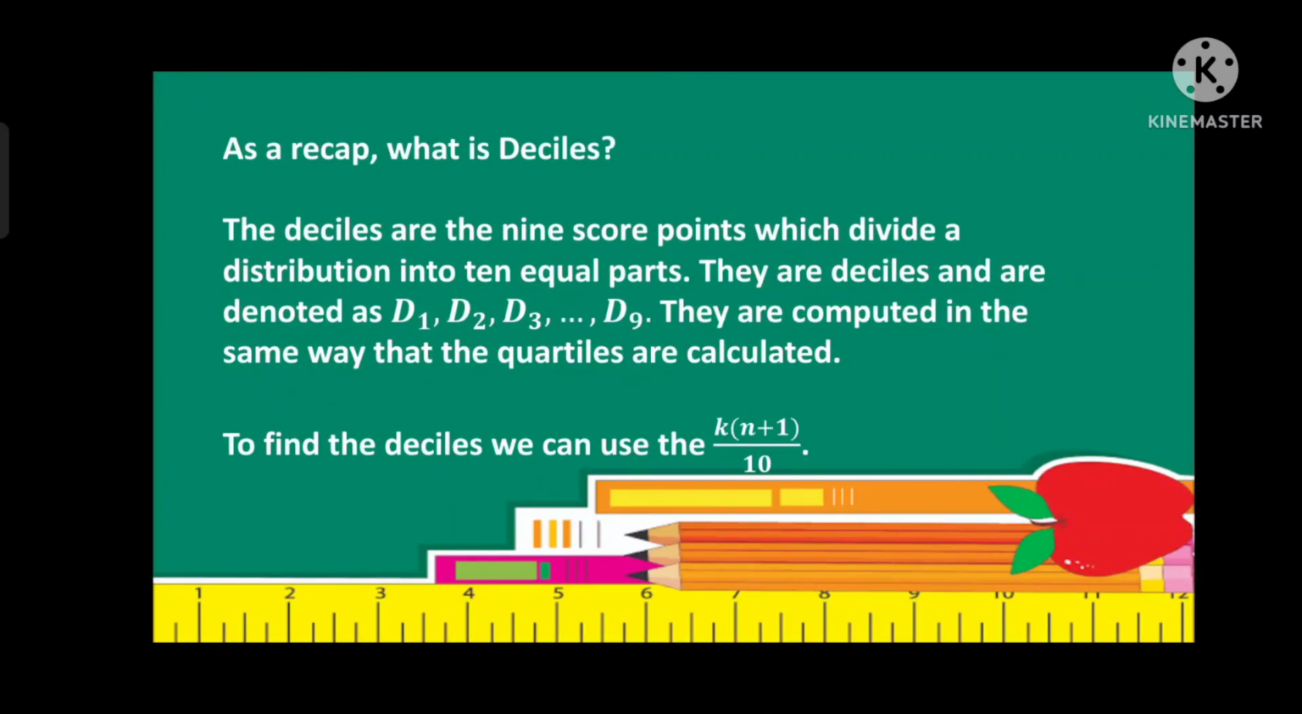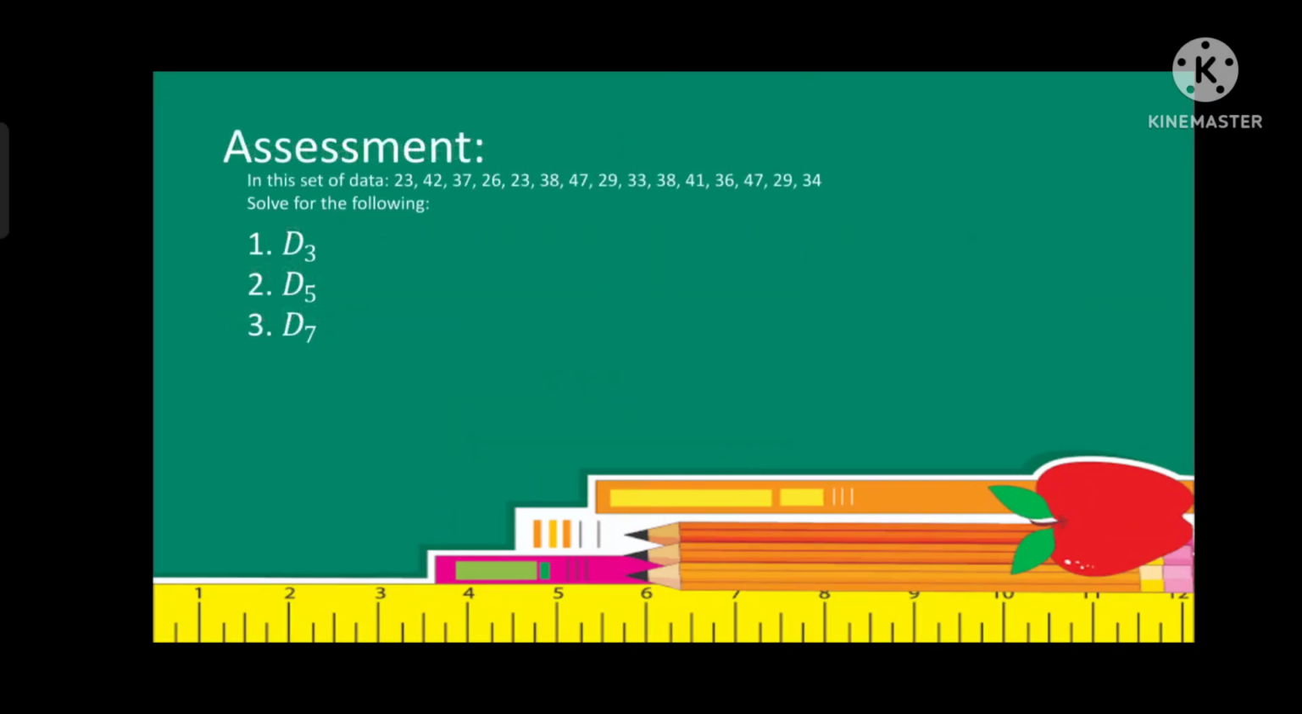what is a decile? The deciles are the 9 score points which divide the distribution into 10 equal parts. They are denoted as D1, D2, D3 until D9. They are computed in the same way that the quartiles are calculated. To find the deciles, we can use k times the quantity n plus 1 all over 10 as the formula. Okay, for our assessment, in this set of data, solve the following: D3, D5, and D7.